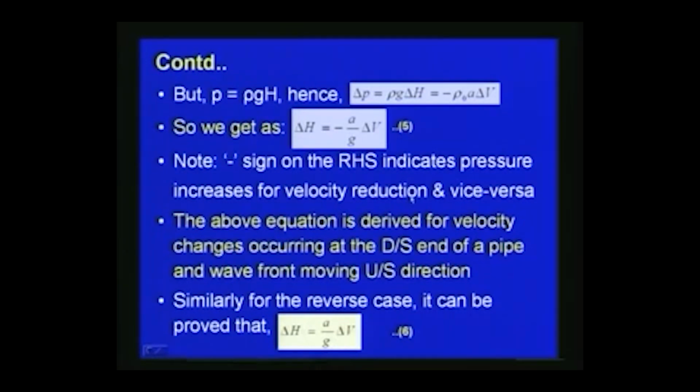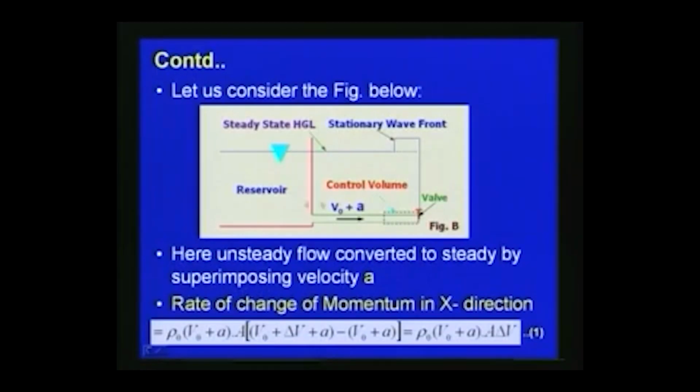In equation number 5 or 6, we get a relationship between the change in velocity and the water hammer velocity, and the pressure change or head change delta H. That is the significance of this relationship, since we now have a relationship between delta V, delta H and the water hammer velocity A. Here g is the acceleration due to gravity, as in equation number 6. Now, with respect to this figure, figure B.